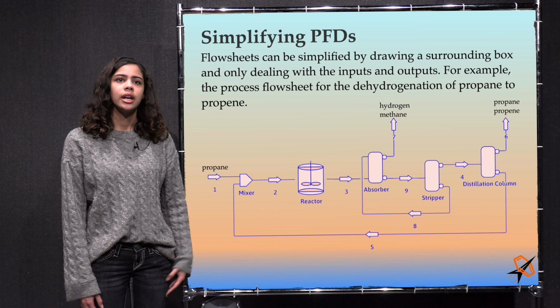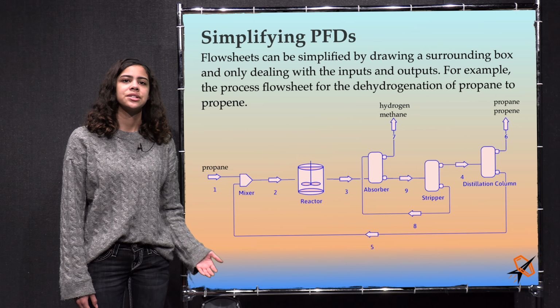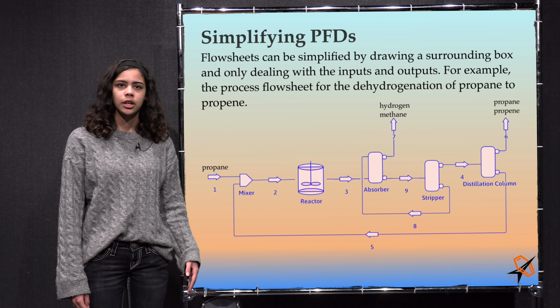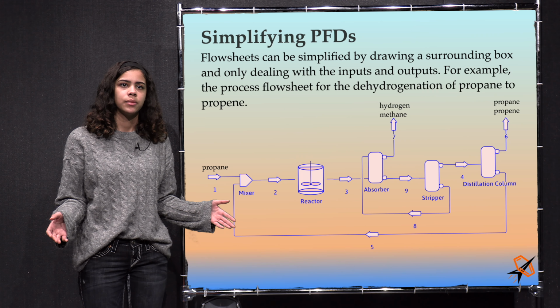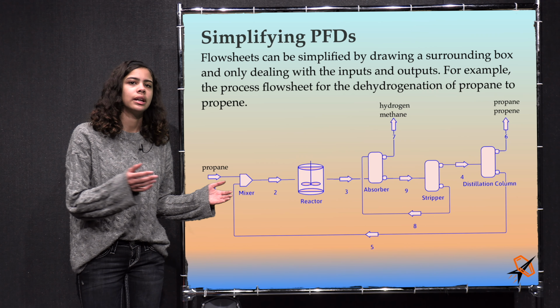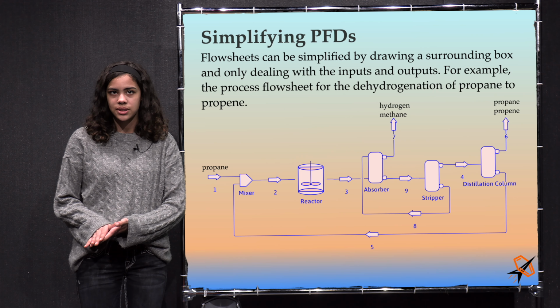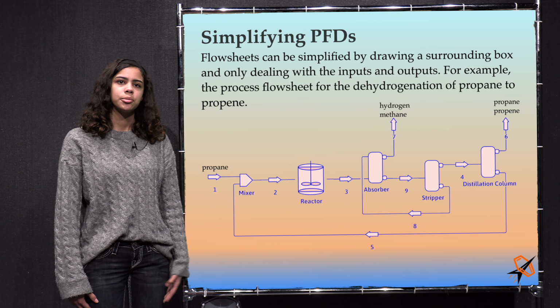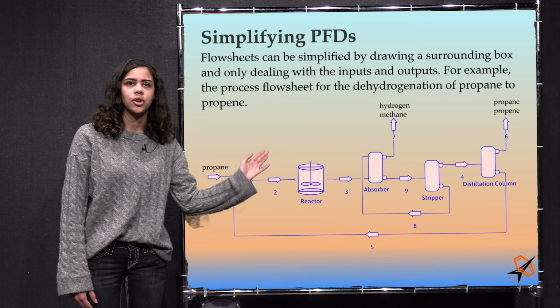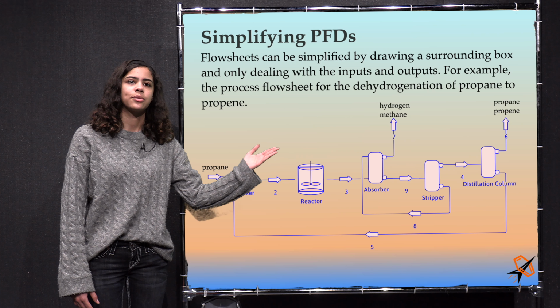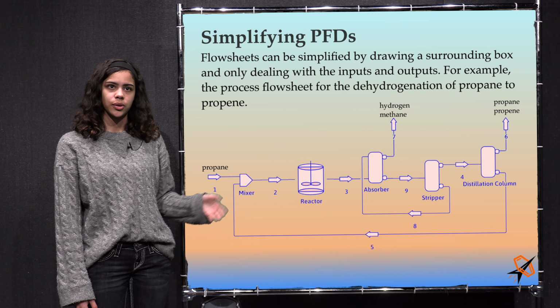For example, in a more realistic process for the dehydrogenation of propane to propene, you would find that the methane and hydrogen would be separated out by an absorber, which absorbs the propane and the propene in an oil, but not the methane and hydrogen. The mixture of the oil, propane, and propene is fed into a stripper unit, where the propane and propene are stripped out from the oil, which is then recycled back around to the absorber unit.